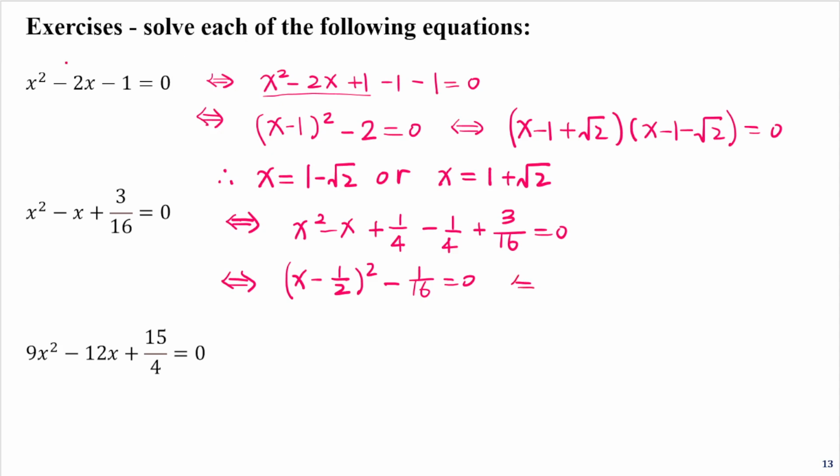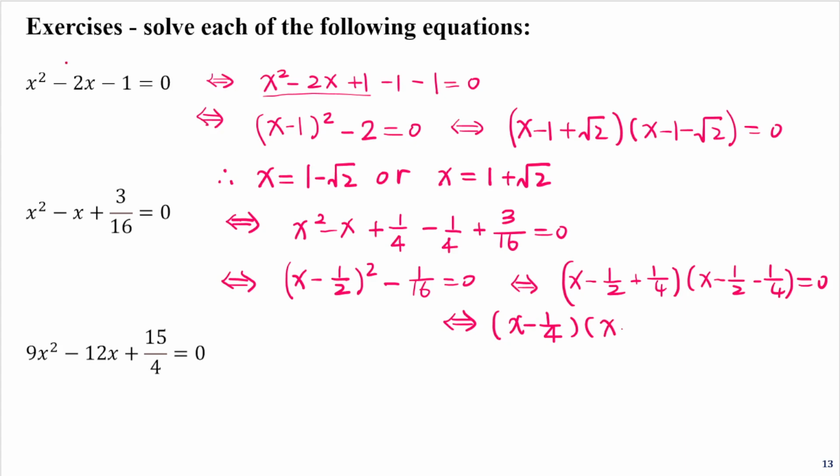And then we know this can be further factorized to x minus 1 over 2 plus 1 over 4 times x minus 1 over 2 minus 1 over 4 equals 0, which is equivalent to x minus 1 over 4 times x minus 3 over 4 equals 0, right? And of course the solutions are x is 1 over 4 or x equals 3 over 4. Okay, the last one.